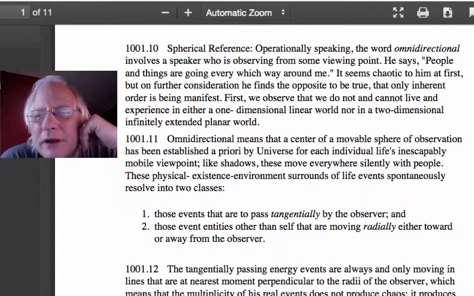First, we observe that we do not and cannot live and experience in either a one-dimensional linear world nor in a two-dimensional, infinitely extended planar world. So if you think back to Edwin Abbott's Flatland and how he introduces what it would be like to live in only two or one dimension, can we really do that? Can we really realistically experience anything less than being in space? And to him, there's only a priori what we would call space. That's the beginning point. It's not that we build up to that.